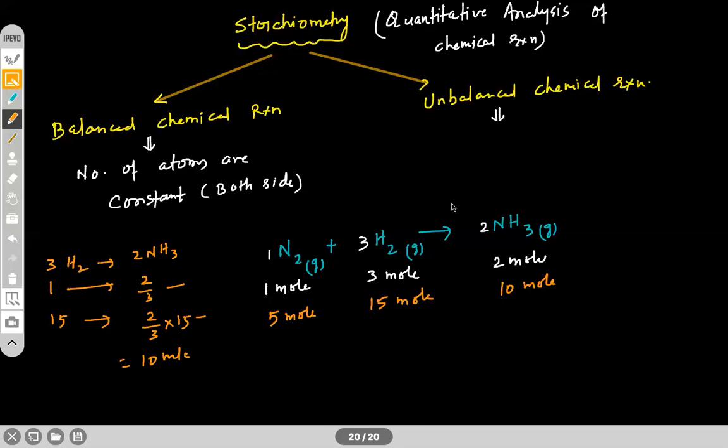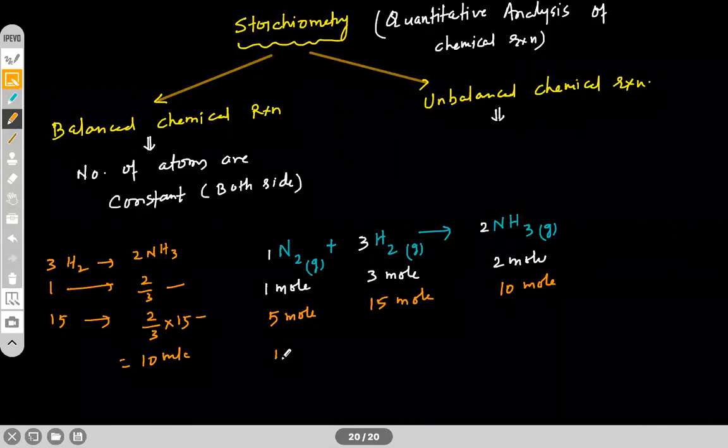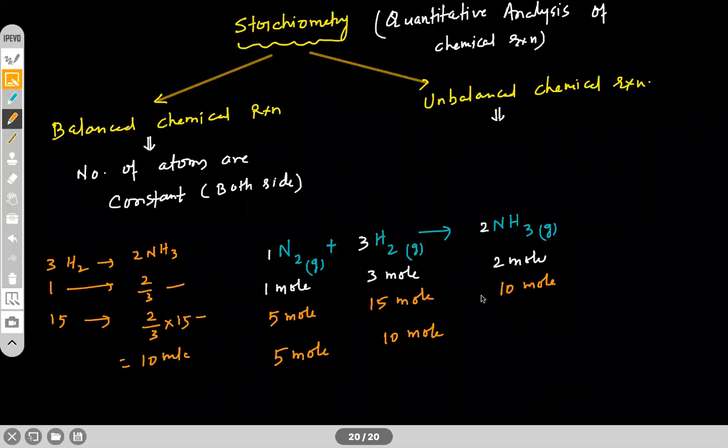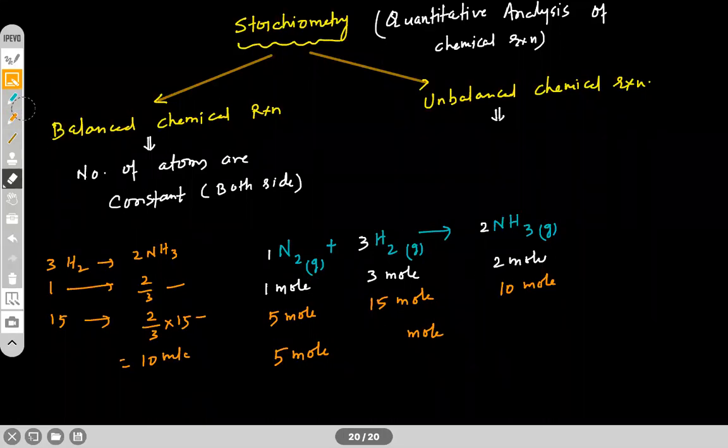Correct. Now you take this example. Suppose I have 5 moles of N2 and 10 moles of H2. Could you tell me the number of moles of NH3 formed here? Acha, you want to make it 9. Chalo, I'll make it 9. Let's do it 9. The calculation will be easy.